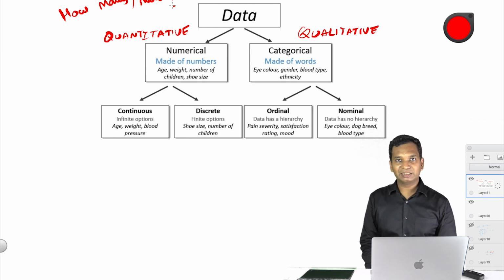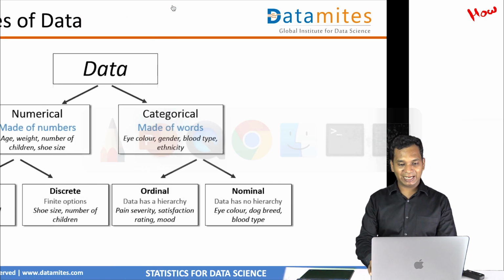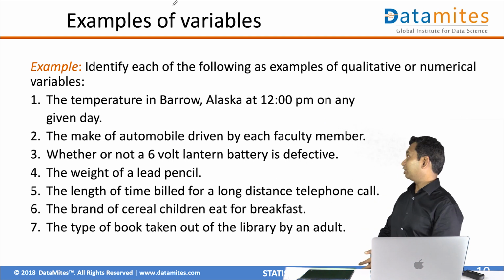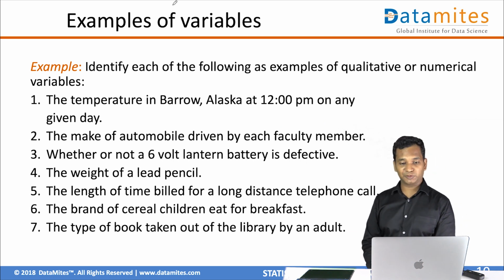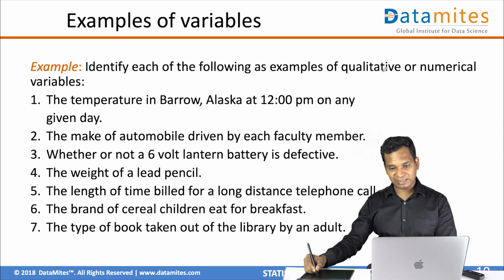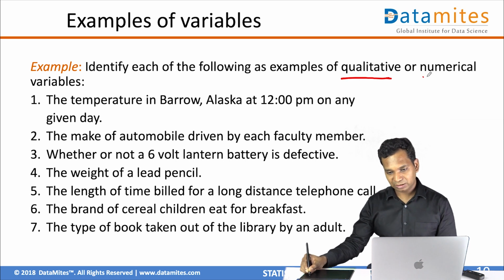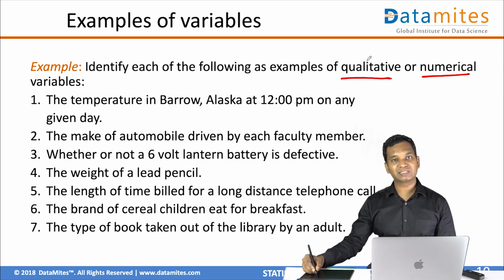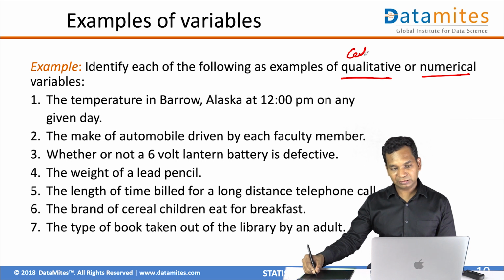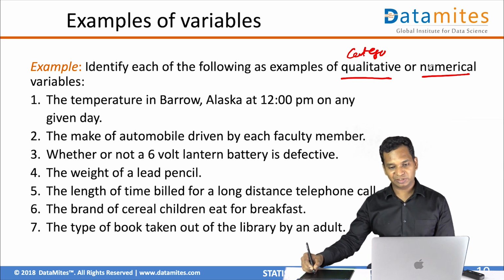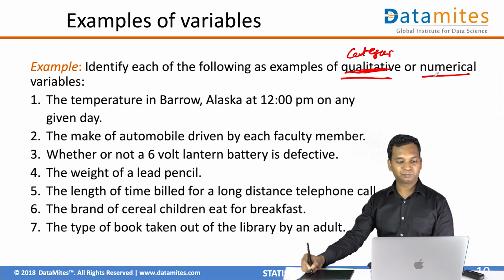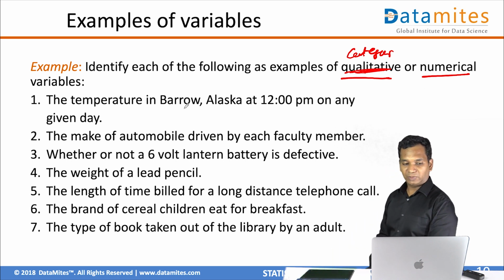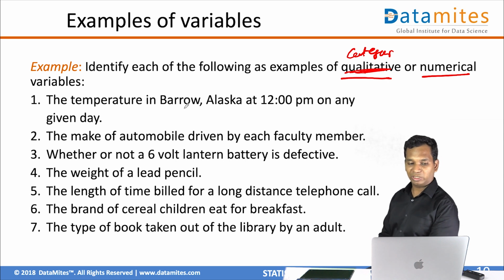So before going there, let's try a quick slide which basically classifies the data into qualitative and quantitative. All right. So here it's given as qualitative and numerical. Numerical is nothing but your quantitative. Qualitative is also called categorical. So I'll stick to the categorical and numerical convention.